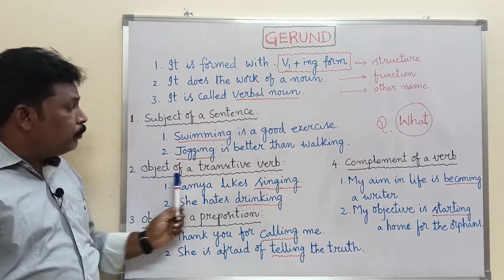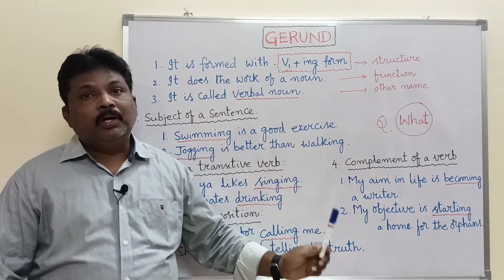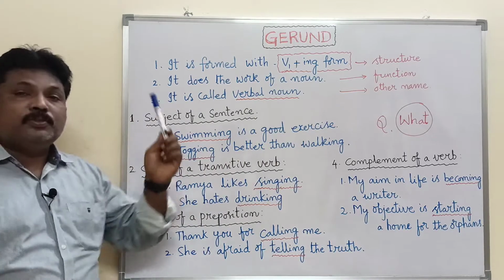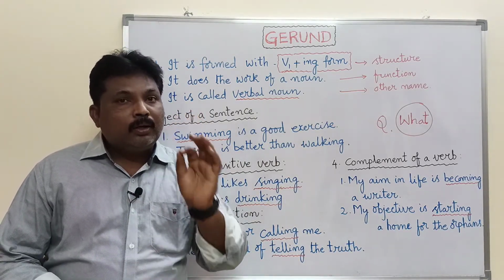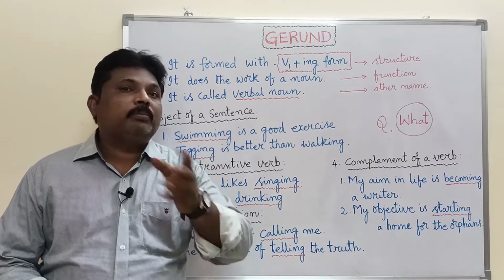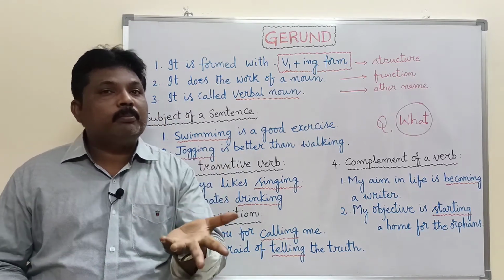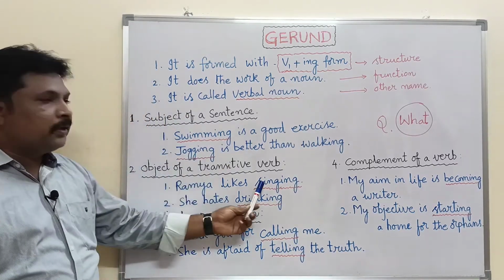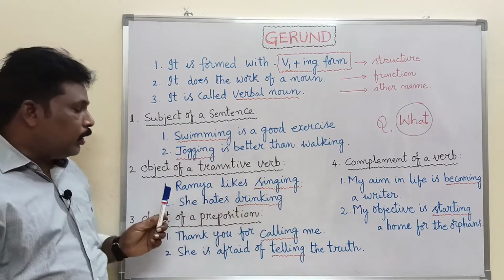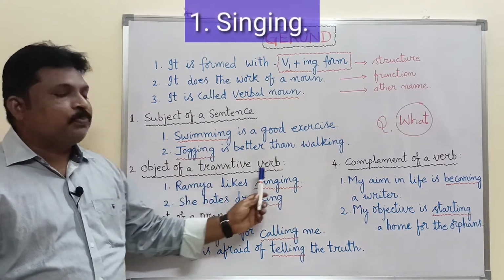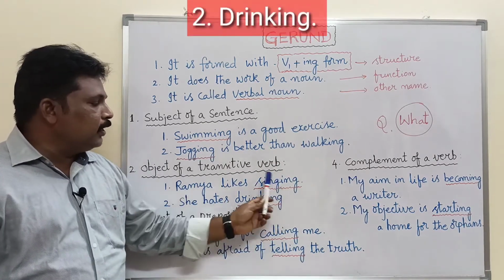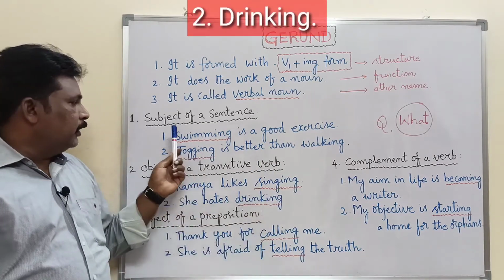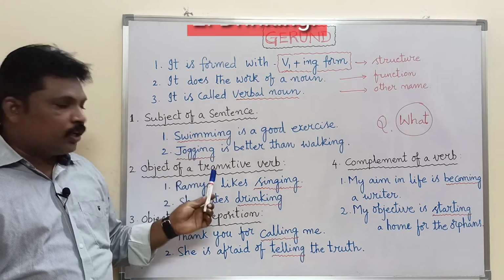Second function, object of a transitive verb. This gerund is used in the place of object. You know, in the place of object, noun or pronoun can be used. So this gerund can be used in the place of object. Ramya likes singing. Next, she hates drinking. Here singing and drinking are gerunds.